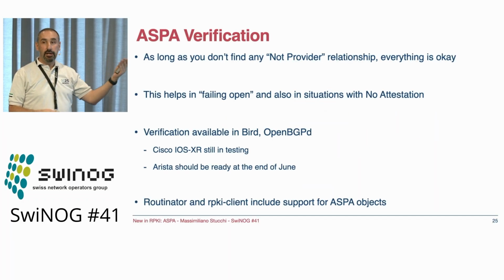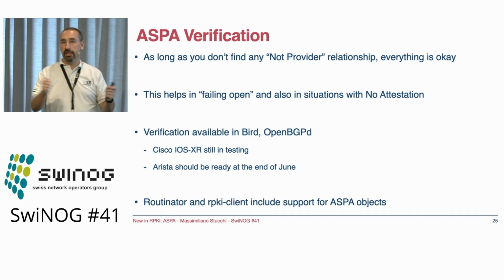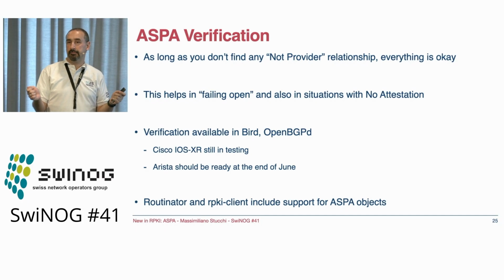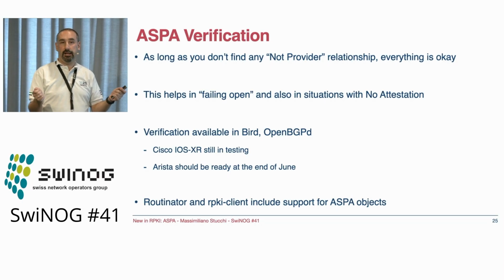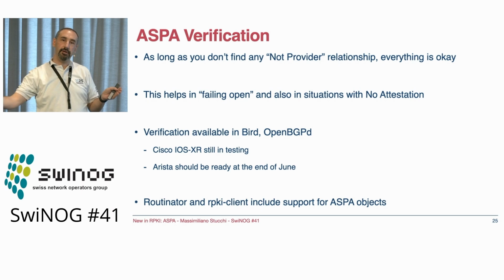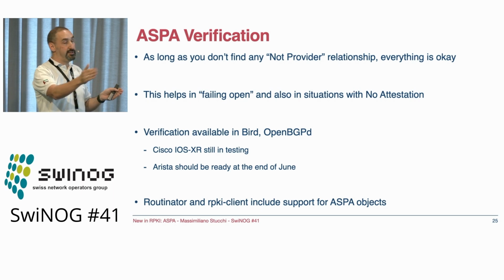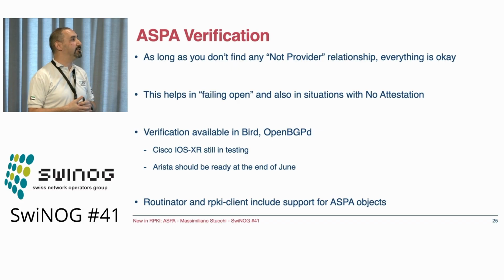As long as you don't have any not provider in your chain, things should be fine. This helps in failing open. Basically, you can have parts where maybe you have a whole up ramp that is fully verified, but you have a down ramp that is not. And then you would still have a situation where things should be okay. You can send traffic there. We don't have a way to verify the other side.